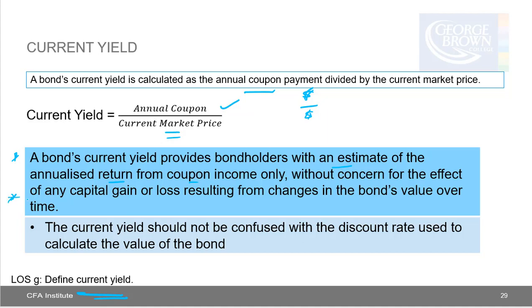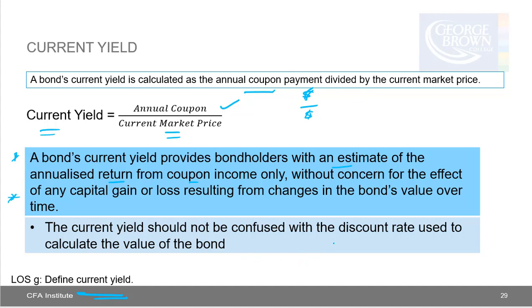Later on, we're going to look at how we calculate the value of the bond and how that will change. If interest rates increase, the bond's price will decrease. If interest rates go down, the bond price is going to go up. Nevertheless, when we're talking about current yield, the important thing is to understand it's the annual coupon divided by the current market price.